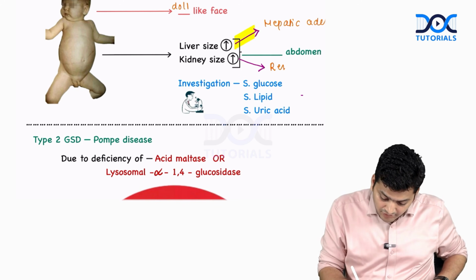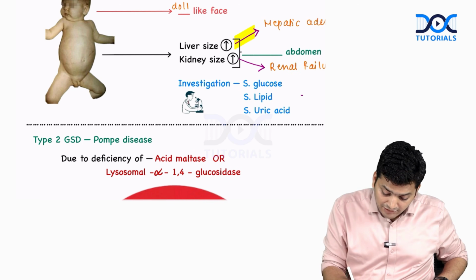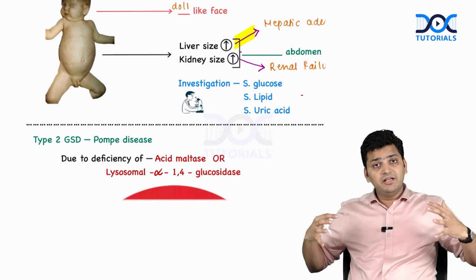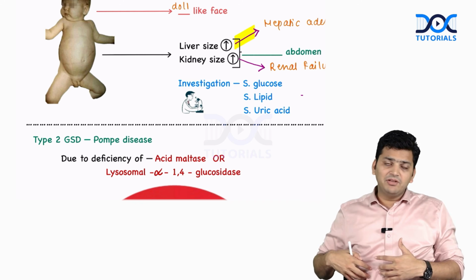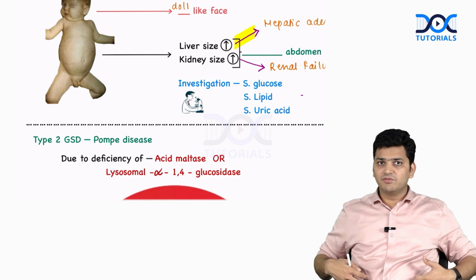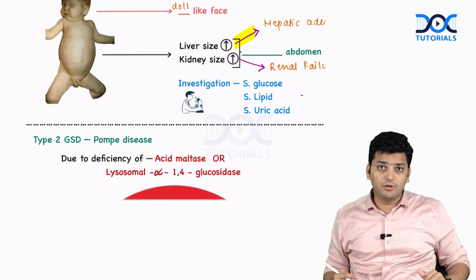Because of the lipid deposition in the kidney, the patient can have renal failure also. And because the liver and kidney are becoming bigger and bigger, the abdomen is big. If we have even hepatomegaly, it is not very much visible from outside. You need to palpate and then see whether the hepatomegaly is there or not.